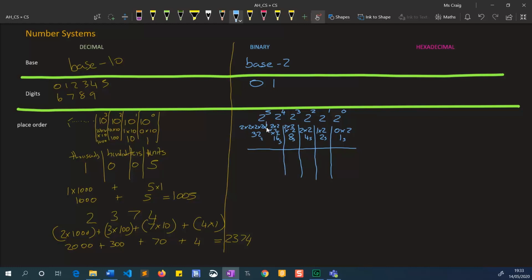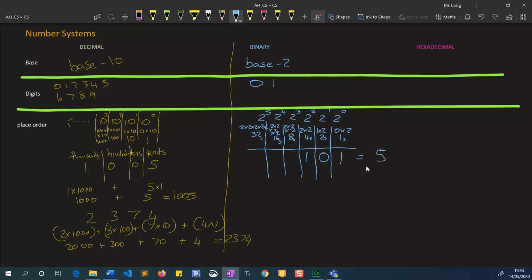So let's say we want to write out the number 5. Now here's a 4s column, and we've got 0 and 1 at our disposal. So 32 is too big, 16 is too big, 8 is too big, but 4 goes into 5. So that gets a 1, and we take 4 away from 5, and we're left with 1. 2 is too big, so that gets a 0 and 1. And that is equal to a decimal 5.